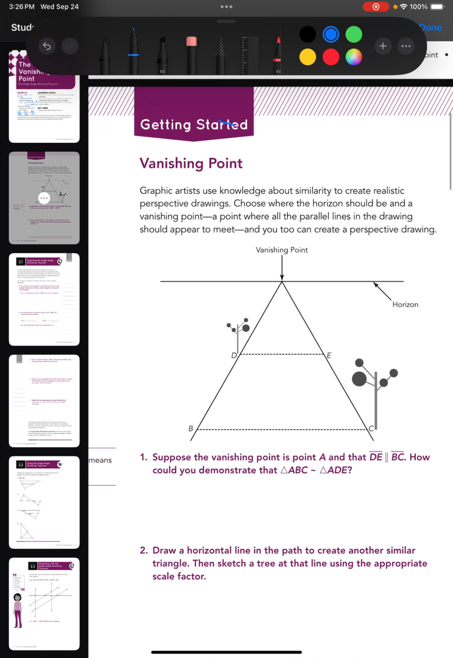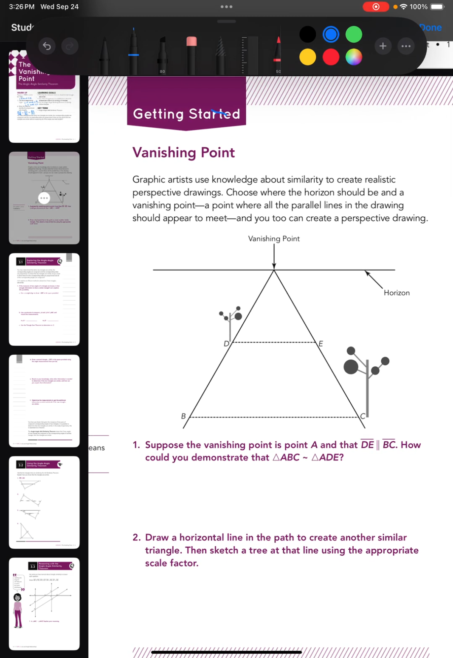So moving on to a little getting started activity here. Graphic artists use knowledge about similarity to create realistic perspective drawings. Choose where the horizon should be and a vanishing point, a point where all the parallel lines in the drawing should appear to meet. So if you've taken art yet, vanishing point is something you'll talk about in art. Point in the distance, if you imagine like sidewalk or railroad tracks going away to that vanishing point, it creates where two parallel lines look like they're going to one point in the center. But by doing that, we're creating angles that are equal to each other.